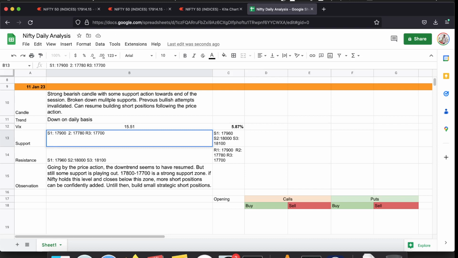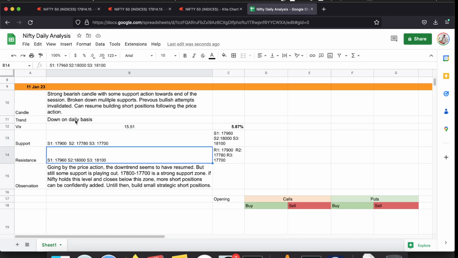The second support is at 17,780, which corresponds to the lows of December, and I think there is some Fibonacci retracement around that point, and 17,700 is also another key support because 17,700 falls almost exactly at the midpoint in that support zone.